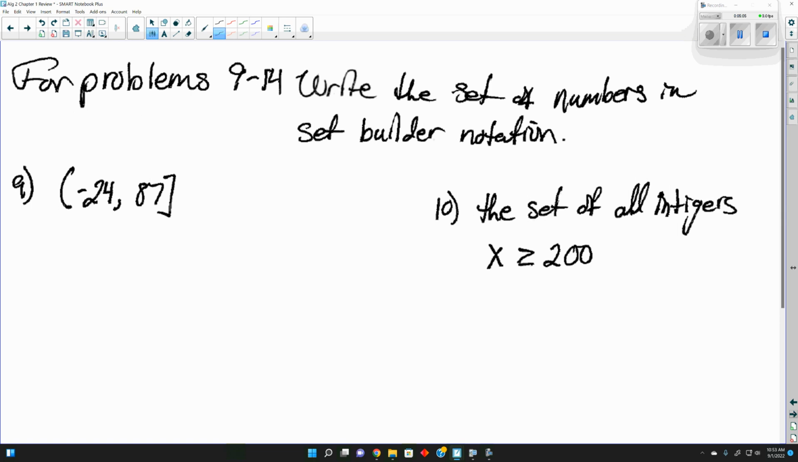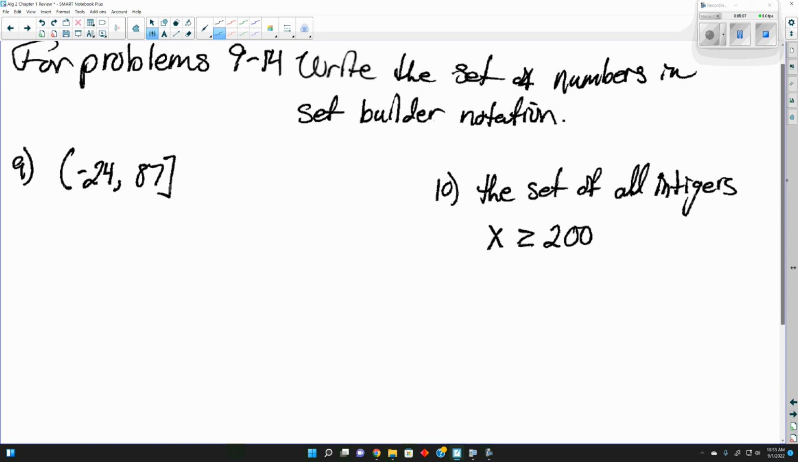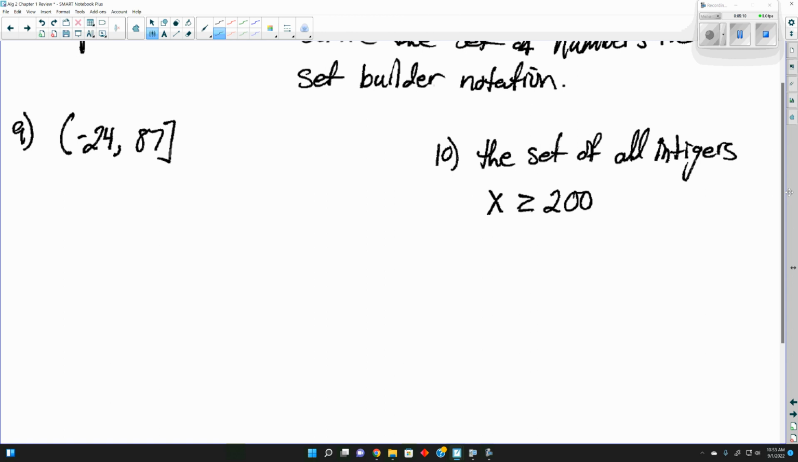Number 9, whenever we look at one and it gives us an interval notation, we need to rewrite it back as an inequality. So this one has two bounds. One of them is -24, the other is 87. And for this one, x is going to be in the middle. Now the -24 is not equal to because it has a parenthesis. So we just have the -24 is less than x. Now for the other one, we will have the less than, but we will also have the equal to because it is a bracket.